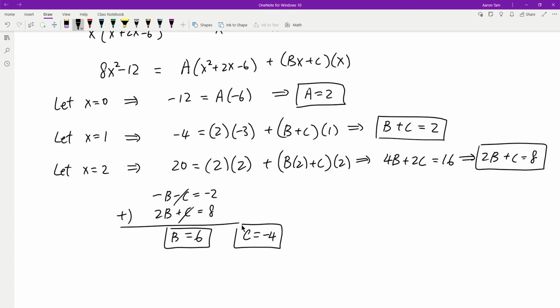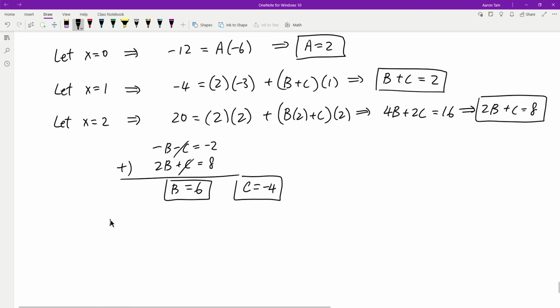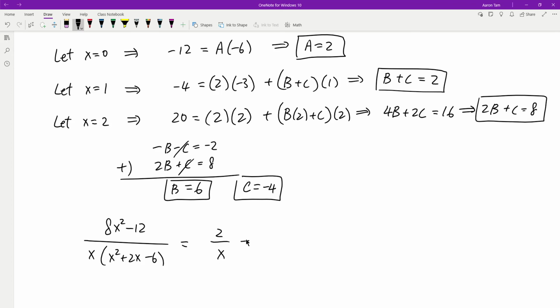So that works out. So therefore, our partial fraction decomposition for this fraction is equal to a, which is 2, so 2 over x plus 6x minus 4 over x squared plus 2x minus 6.